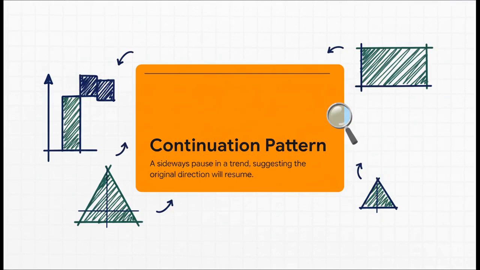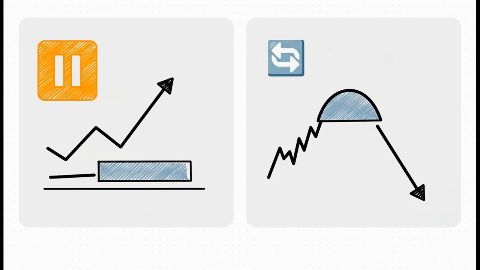It's not the market changing its mind, it's more like a brief intermission. Think of it like a pit stop in a race. The car pulls over, refuels, and then gets right back on the track, heading in the same direction. That's what these patterns signal. This slide breaks it down perfectly.